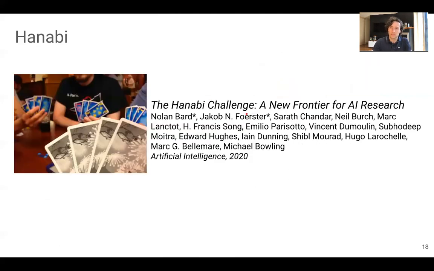So we believe that this is one of the great new challenges at the frontier of AI research, and we published a paper on this with code and so on. You can find this all online.